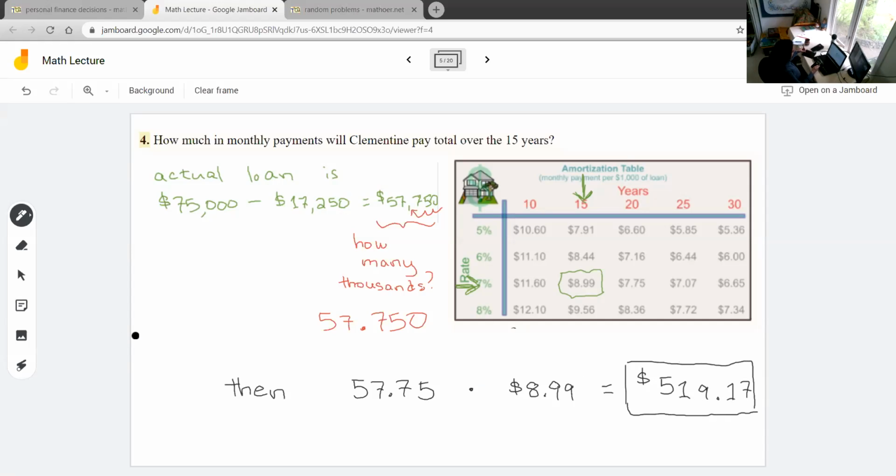Because I'm in a math class, rounding this to 17 cents. On the calculator, it says $519.1725. And it's probably true in real life that the bank would round this up to 18 cents, so they're not losing a little bit of money over 15 years.